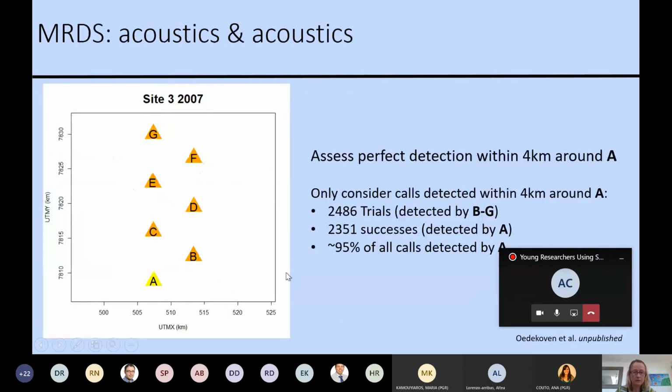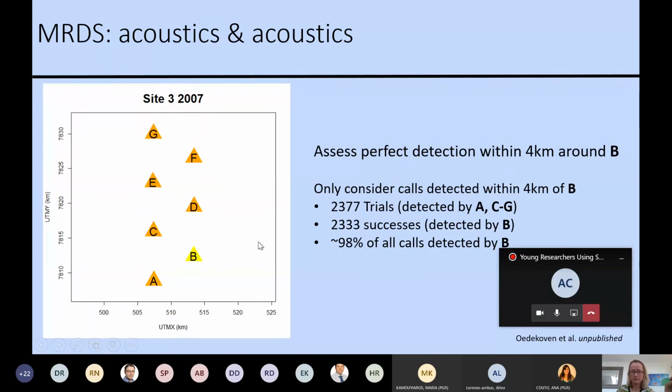And then you can start thinking about these DASARs as a Mark-recapture distance sampling type experiment, where if you want to assess if DASAR A has perfect detection on or near the point, let's say within 4 kilometers around A, you can do a simple first exercise and look at how many calls were detected by any DASARs within that radius around A, and how many of those did A detect? So only 95%, so that means it didn't have perfect detection within 4 kilometers.